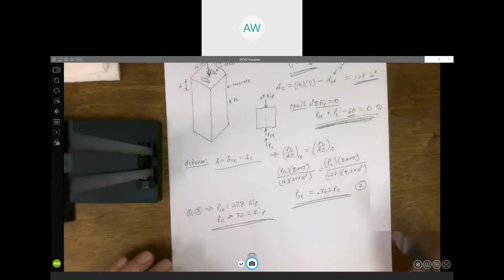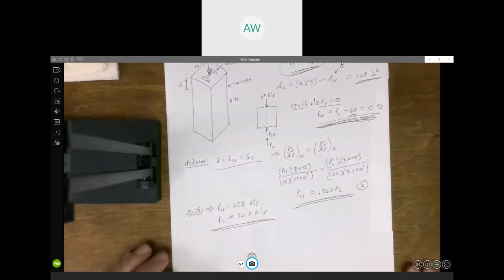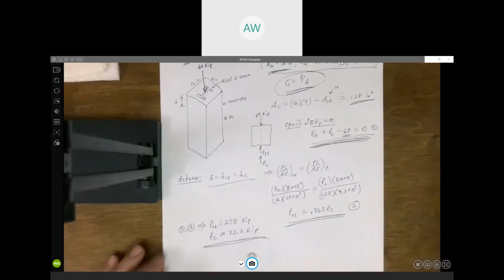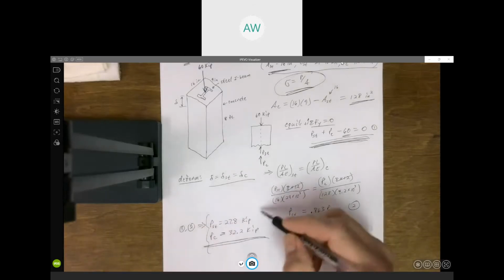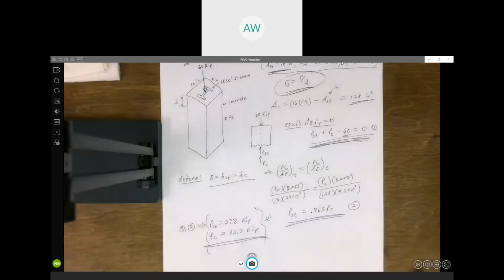But that's what we needed in order to calculate our stress, being P over A. So at this point, to finish this is nothing new. We're just going to plug that force into P over A. So I'll pause here just a second. Any question on how we got those forces?